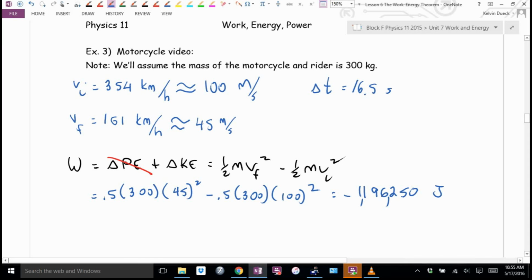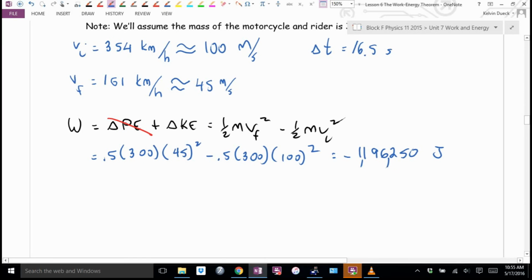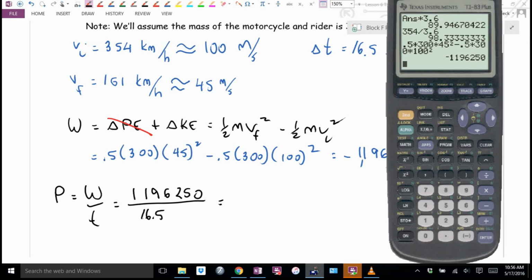I don't know how big that is. That's tough for me to put into perspective. So I'd like to find how many watts of power were involved. Well, power is work over time. The work is 1196250 over, Connor, how much time elapsed? So I'm going to take this number. I'm just going to ignore the negative.